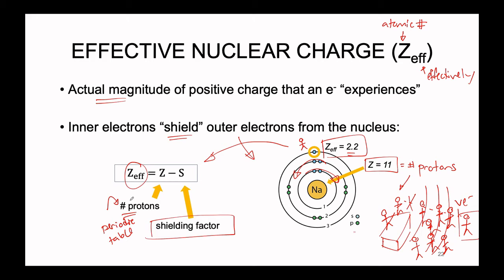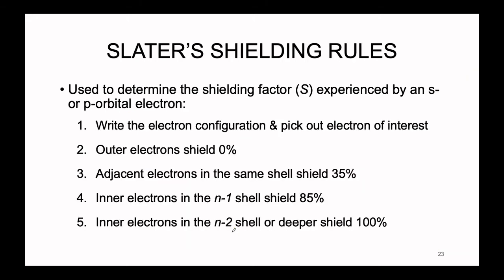The shielding factor, we're going to have to take a little bit of a deeper look at in order to figure out how to calculate it. In order to determine our shielding factor S, we are going to have to follow what are known as Slater's shielding rules. Now, if we observe these 5 rules, we are going to be able to determine what the shielding factor is going to be as it pertains to either some valence s or p electron.